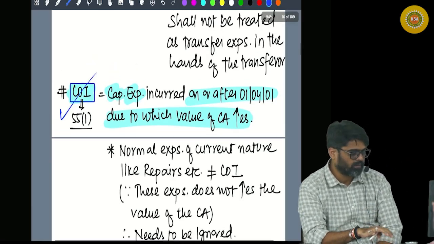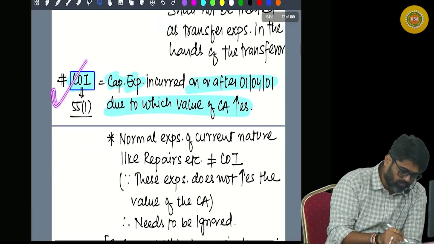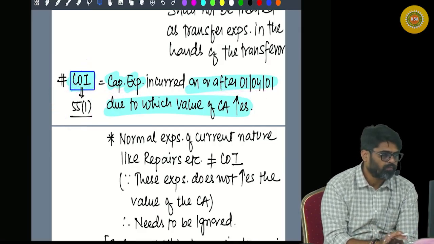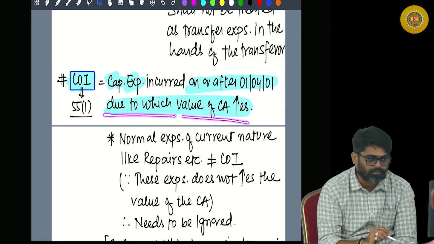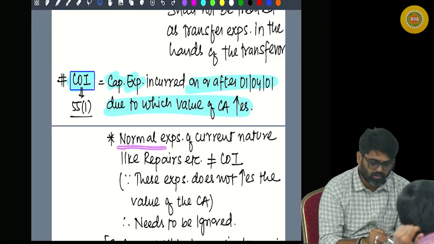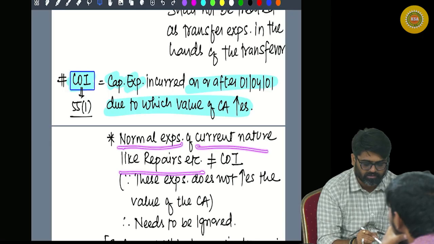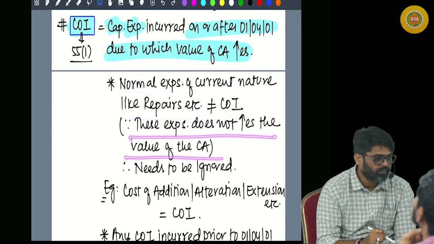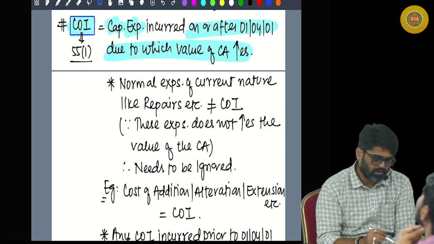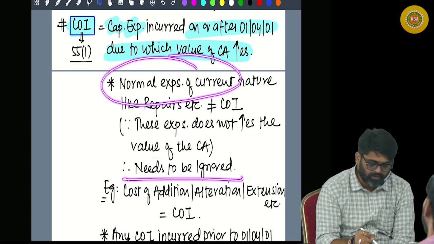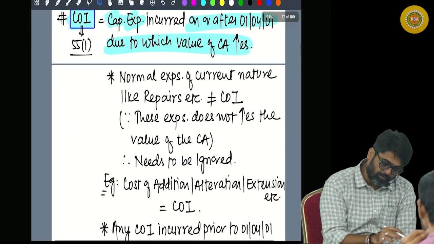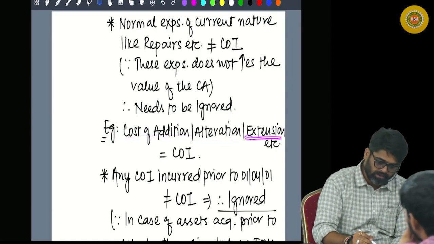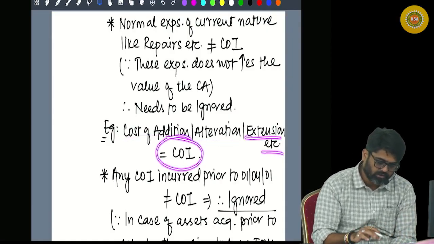What is cost of improvement? Section 55(1): any capital expenditure incurred on or after 1st April 2001, due to which the value of the capital asset increases. Any normal expense of current nature like repairs etc. will not be treated as such, since these expenses do not increase the value of the capital asset. If you incur such expenses, they will be ignored. What are the examples of cost of improvement? Cost of addition, cost of alteration, extension, etc. will be treated as cost of improvement.